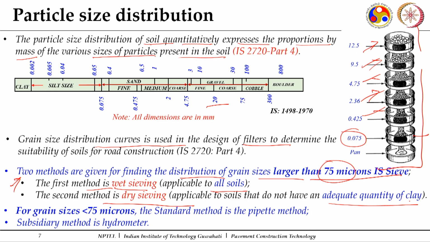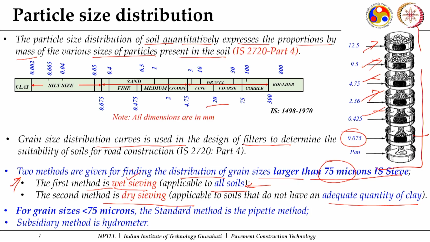The first is wet sieving, and the second is dry sieving. Now, when do we go for wet sieving and dry sieving? Normally when clay content is more, the clay gets adhered to the bigger particles. So when clay content is higher, you will prefer wet sieving, so that all the clay attached to the bigger aggregate particles or bigger soil particles gets washed, and you get a good determination of the sizes on different sieves.